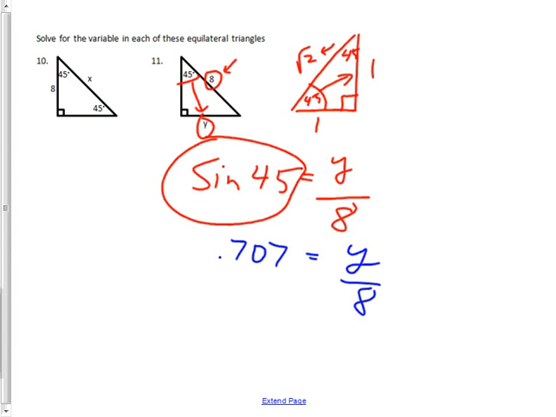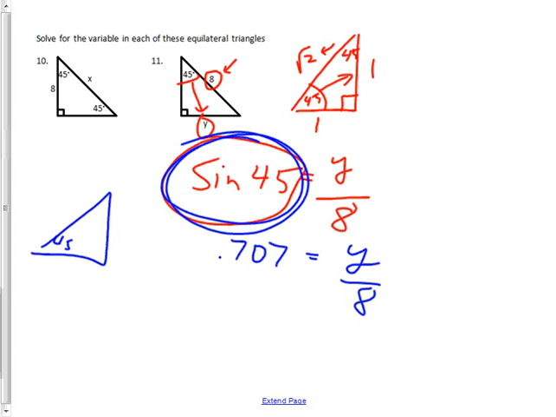But you do need to know how to do this for tests with the 45, 45, 90 triangle. So as soon as you see something like sine of 45, oh, I can do that one with the 45, 45, 90 triangle. 1, 1, square root of 2. It's like magic. Sine of 45, opposite over hypotenuse, 1 over the square root of 2. 1 over square root of 2 is what 0.707 is.